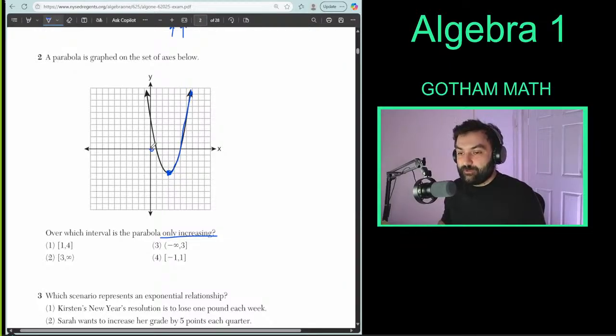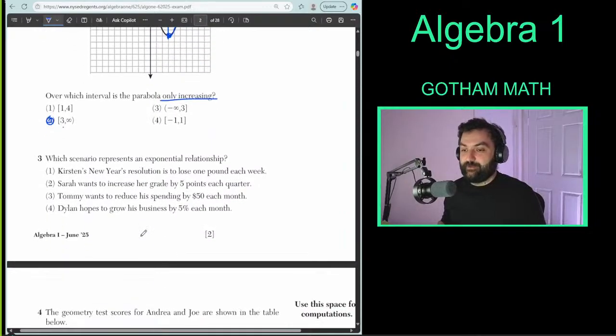Well, you start from 0, 0, and you start counting squares. 1, 2, 3. It starts at 3. And where does it end? It doesn't end. It's continuous. Those arrows mean that it's continuously going up. So it starts from 3 and it doesn't stop. From 3 and doesn't stop means infinity. The answer is 2. That's literally a 10-second question.